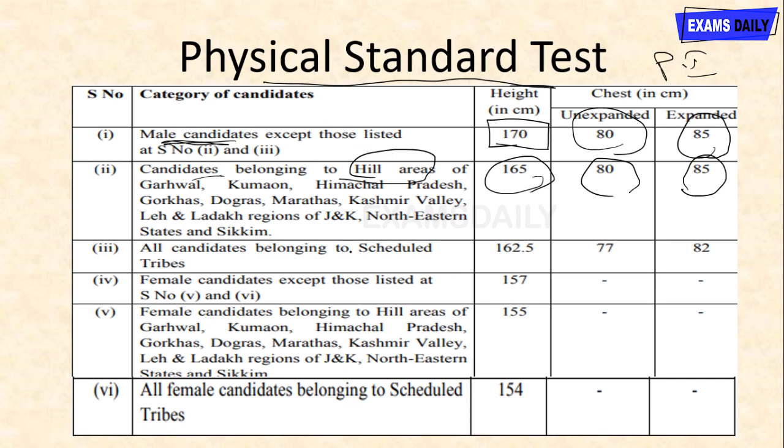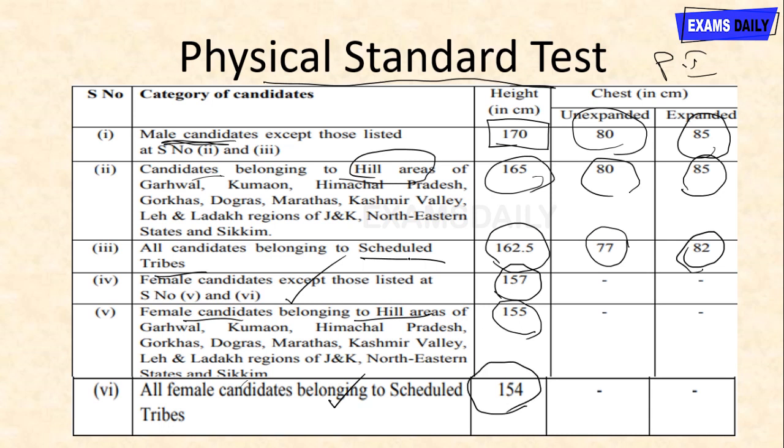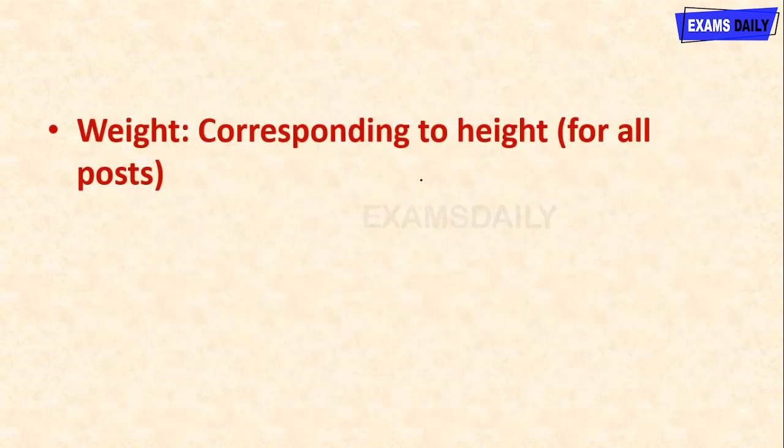And all candidates belonging to scheduled tribes, the height must be 162.5 and chest unexpanded 77 and expanded 82. And for female candidates, height must be 157 centimeters, and female candidates belonging to hill areas must have 155 height. And for female candidates belonging to scheduled tribes, it is 154 centimeters in height. So once you have completed the physical standard test, you are eligible for the paper 2 examination also. And weight is corresponding to your height.